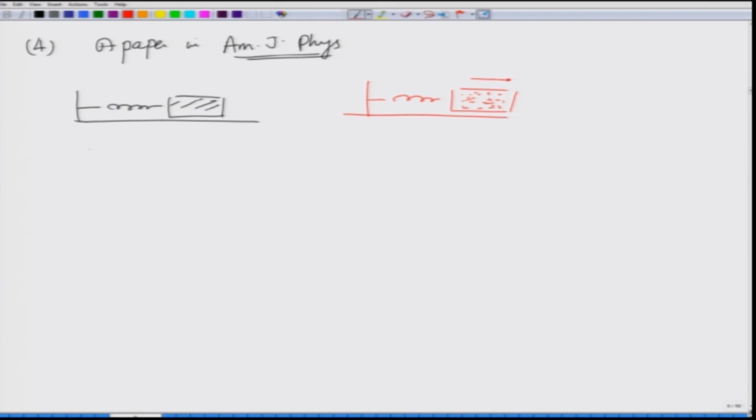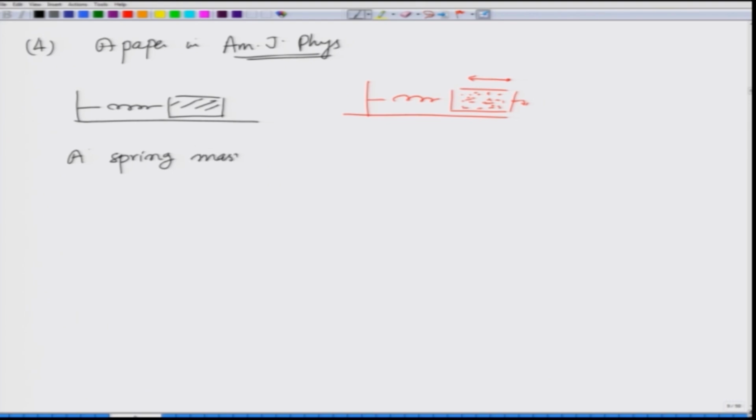and as this performs simple harmonic motion, the sand starts leaking. What happens when the sand starts leaking? As the sand starts leaking, the energy is going to dissipate with the sand, and therefore, the amplitude should go down, and that is a problem. So, let me now write the problem. A spring, so we want to find that amplitude as a function of time, and that is the problem.